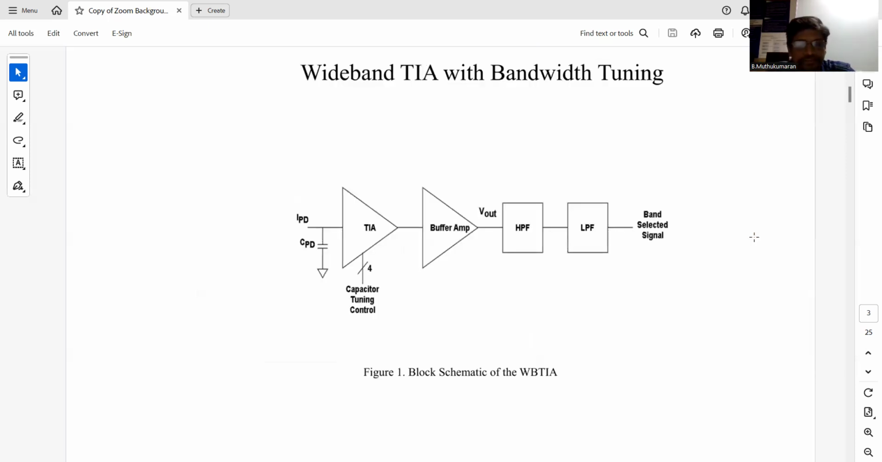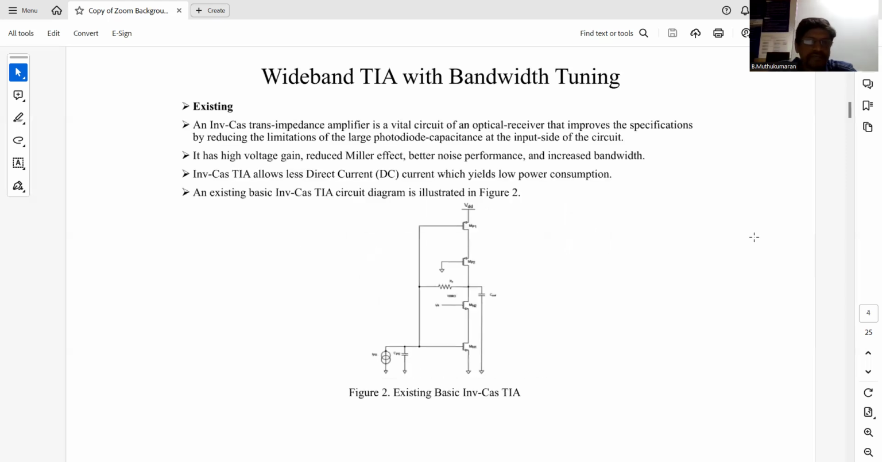Moving on to the block diagram of the WBTIA, it consists of 4 blocks. The first is the TIA block, the second is the buffer amplifier, the third stage is the high pass filter, and the fourth stage is the low pass filter. The input current is applied to the TIA. The TIA converts the input current into a suitable voltage, which is given to the buffer amplifier. The buffer amplifier is used to isolate the input and output, and the high pass filter and low pass filter are designed for tuning the particular range of bandwidth of the signal. I'm going to explain each step.